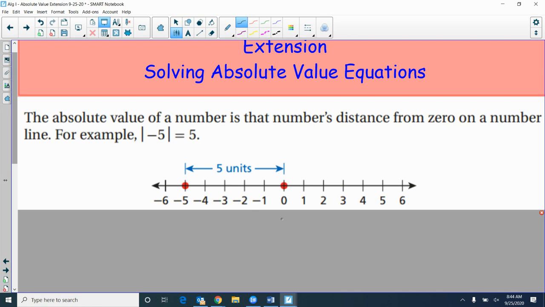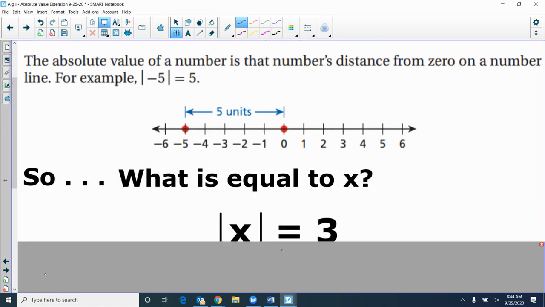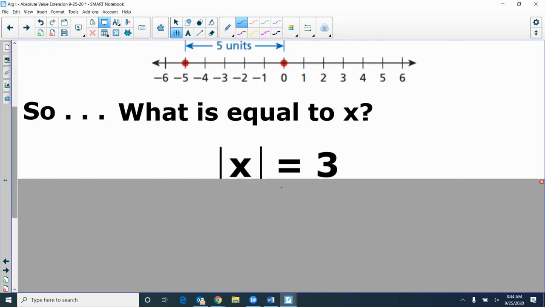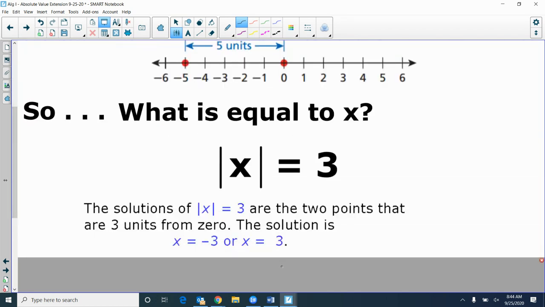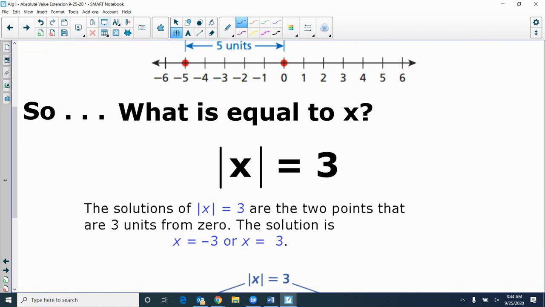Okay, so the absolute value of -5 is 5. Now, if you have this, just think about this here. It says the absolute value of x equals 3. Well, you're used to just taking the absolute value of a number, but what if I put a variable in there? I said that is 3.